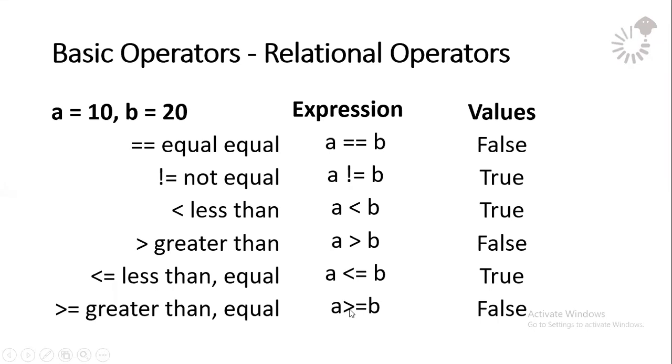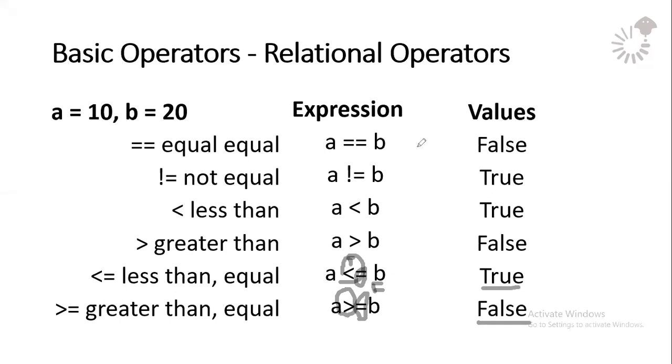A is greater than B, that is false. A is equals to B, false pa rin. So false, false is false. Kanina, A is less than B, this is true. A is equals to B, this is false. Basta may true siyang isa, pag or, true na yan. Okay? So false, true, true, false, true, false.